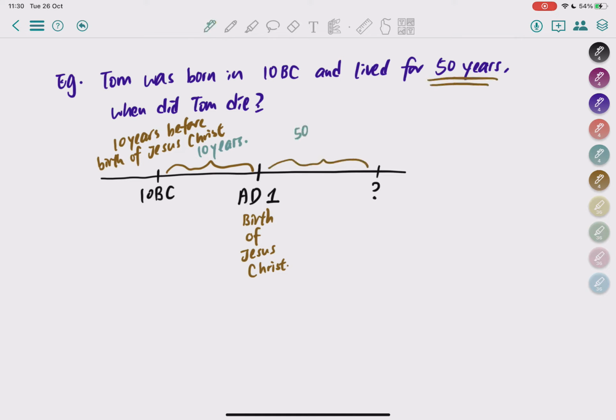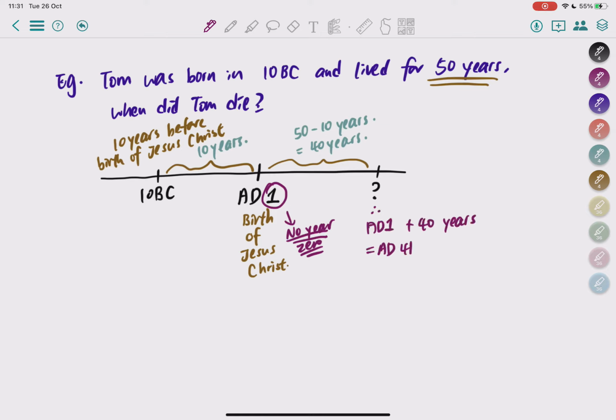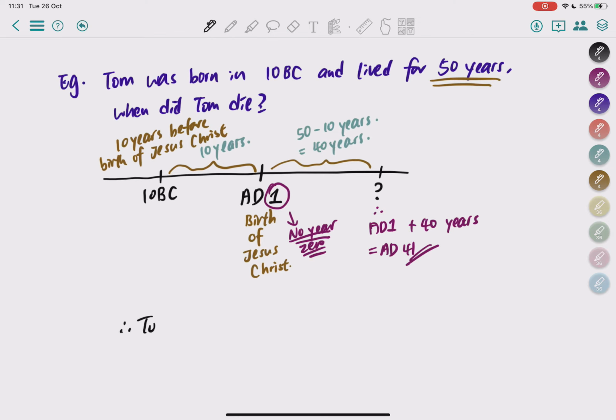Because he lived for 50 years, we still need to deal with the next 40 years. For the next 40 years, because there is no year 0 for AD, we just continue adding up the years from AD 1, which is 1 plus 40. That's why we can find out the answer is AD 41. So basically, Tom died in AD 41.